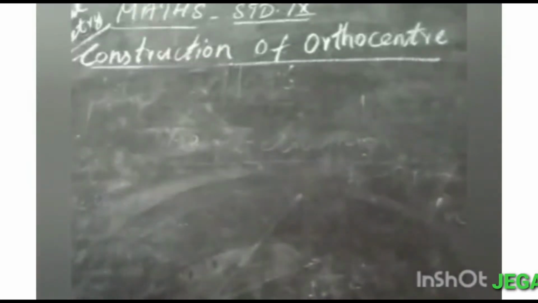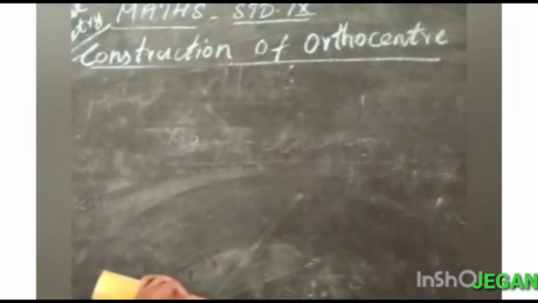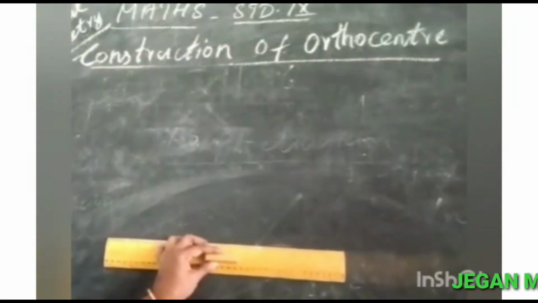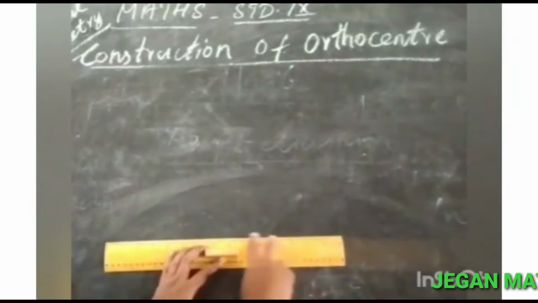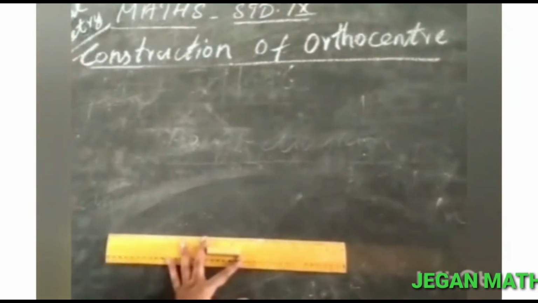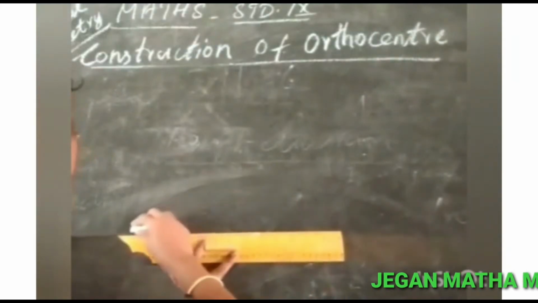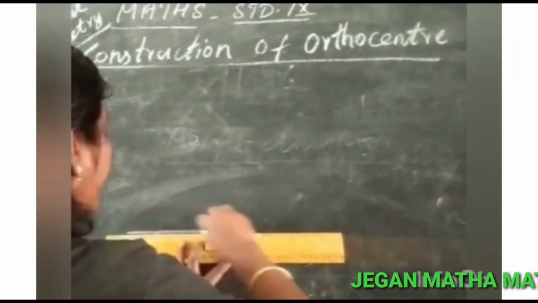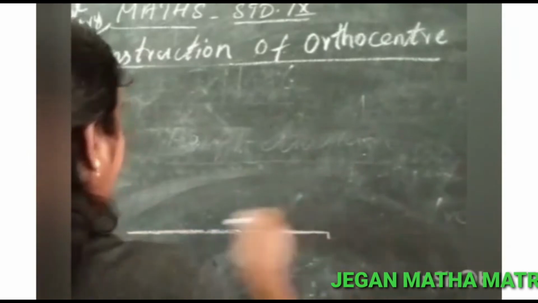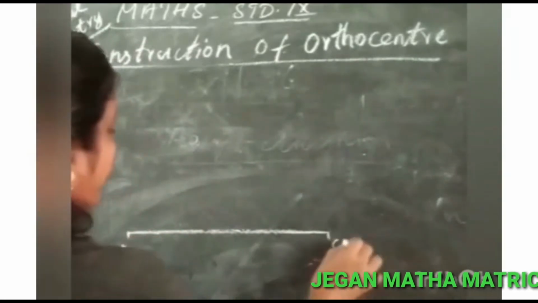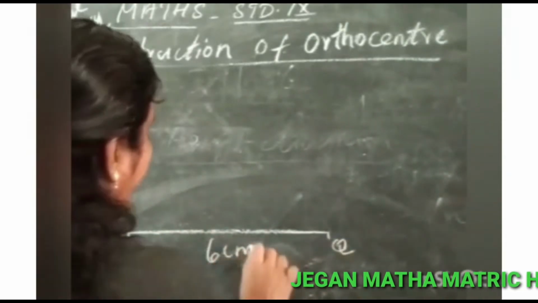Now let us see the main diagram. On the baseline, using the ruler, you have to draw the line segment PQ of 6 centimeter measurement.